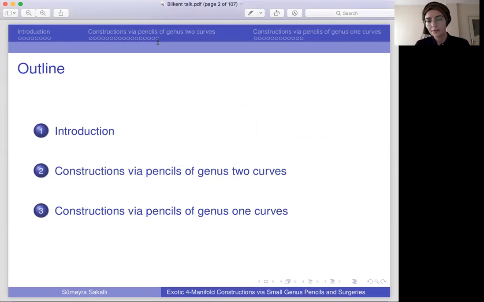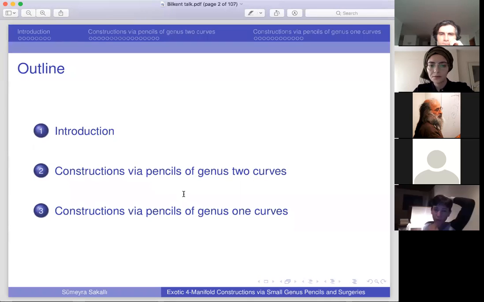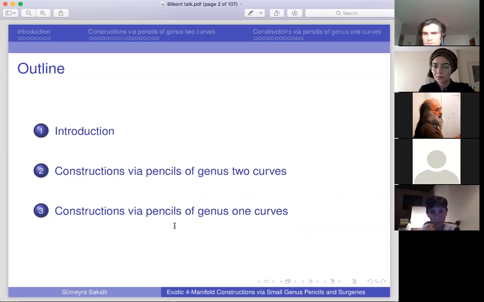In the introduction, I will mention basics. I will give some definitions without being technical. And then I will give a brief history of exotic four-manifold constructions just to give a motivation for the subject. And then I will also mention some open problems. In the second part, I will talk about our constructions of exotic four-manifolds via pencils of genus 2 curves. These are complex curves. This work is joint with Akhmedov. And in the last part, I will talk about my constructions via pencils of genus 1 curves, if time permits.